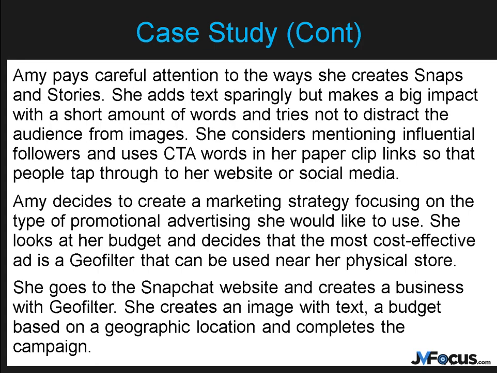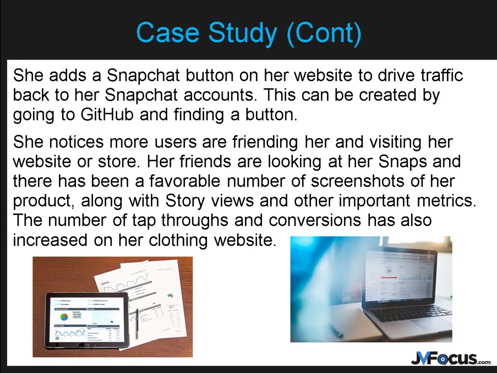Amy decides to create a marketing strategy focusing on the type of promotional advertising she would like to use. She looks at her budget and decides that the most cost-effective ad is a geo filter that can be used near her physical store. She goes to the Snapchat website and creates a business with geo filter. She creates an image with a text, a budget based on a geographic location, and completes the campaign. She adds a Snapchat button on her website to drive traffic back to her Snapchat accounts. This can be created by going to GitHub and finding a button.